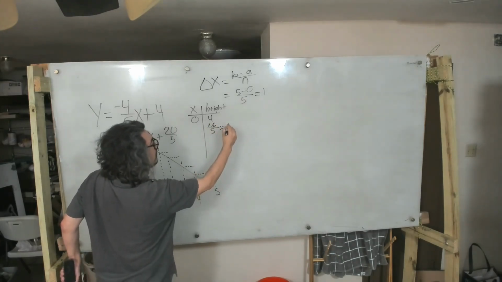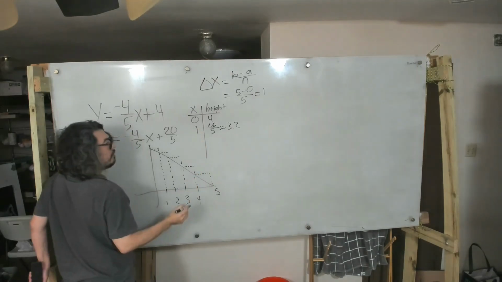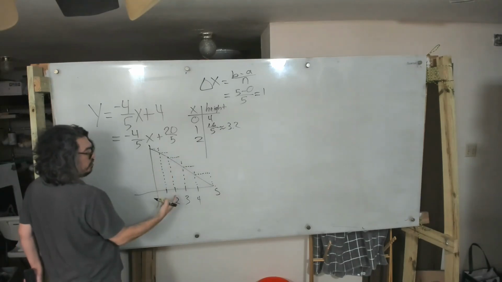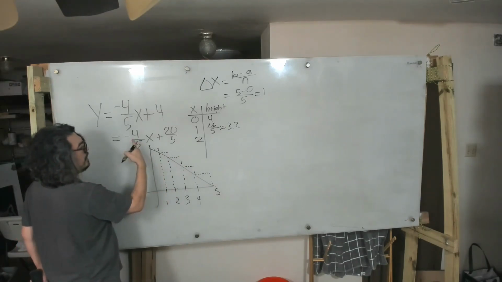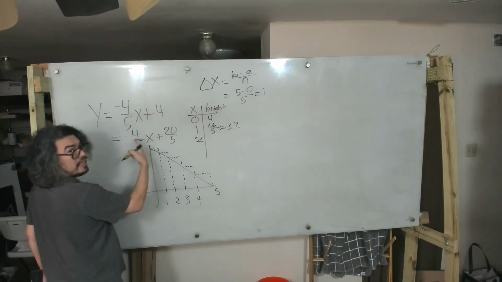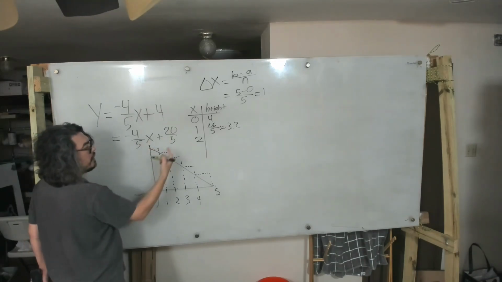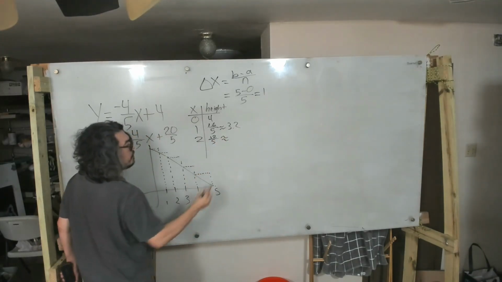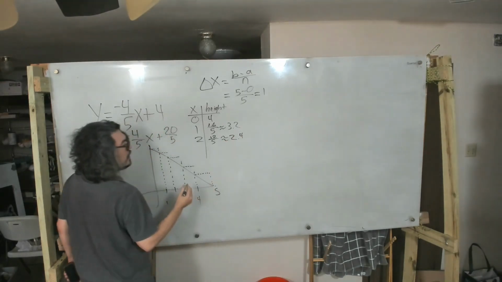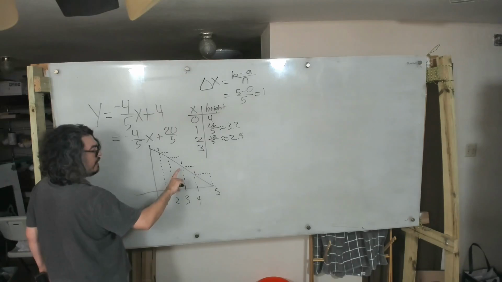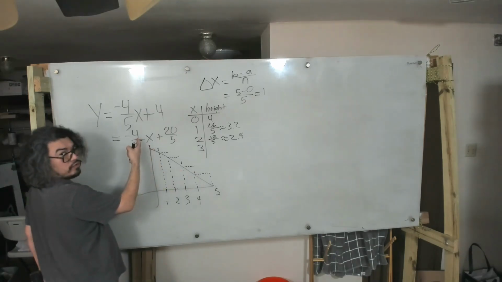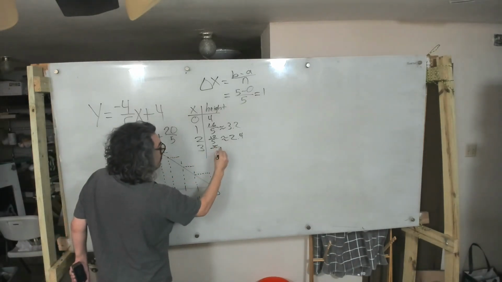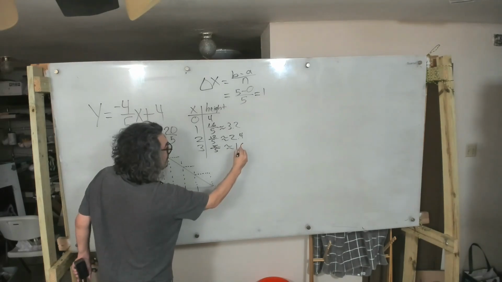We know that this is approximately 3.2. Actually, it's exactly 3.2. If I plug in 2 for x, which would be the height here, that'll be negative 4 over 5 times 2, which is negative 8 over 5, plus 20 is 12 over 5, which is approximately equal to 2.4. Okay. If we plug in x equals 3, the height of this rectangle, 3 times negative 4 is negative 12 over 5. Negative 12 over 5 plus 20 is 8 over 5, which is 1.6.